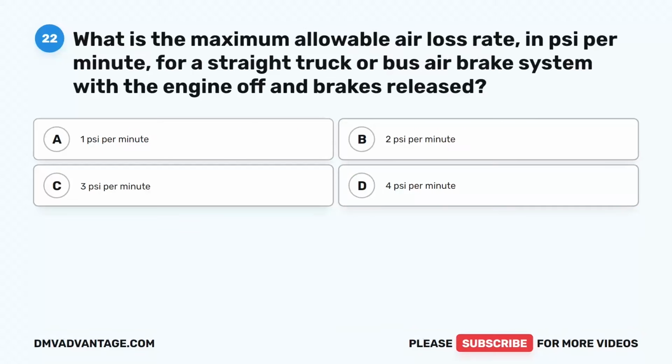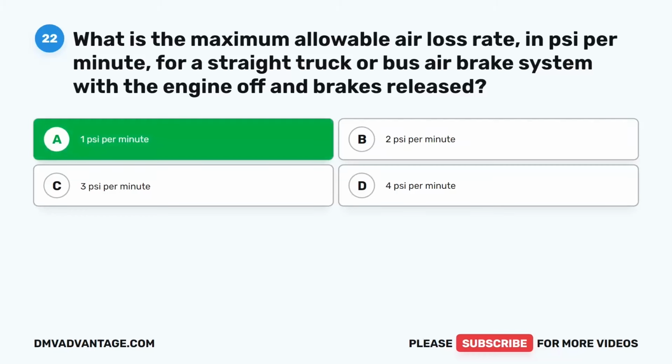Question 22. What is the maximum allowable air loss rate in PSI per minute for a straight truck or bus air brake system with the engine off and brakes released? A. 1 psi per minute. B. 2 psi per minute. C. 3 psi per minute. D. 4 psi per minute. The correct answer is A.